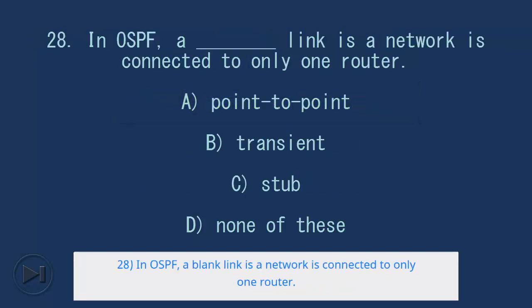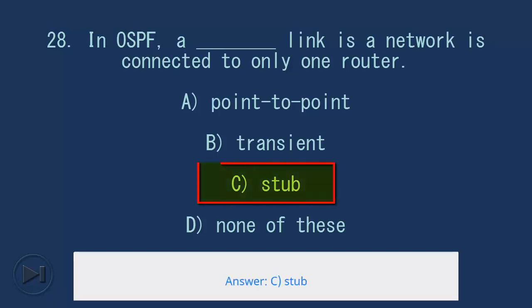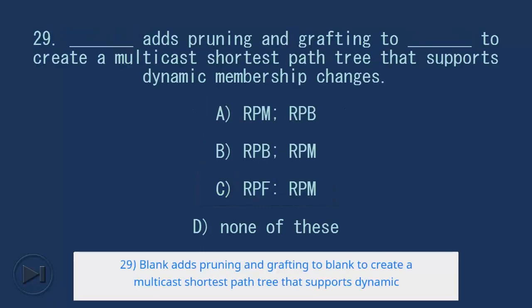28. In OSPF, a blank link is a network is connected to only one router. A. Point-to-point. B. Transient. C. Stub. D. None of these. Answer, C. Stub.